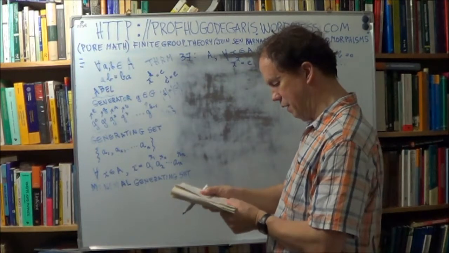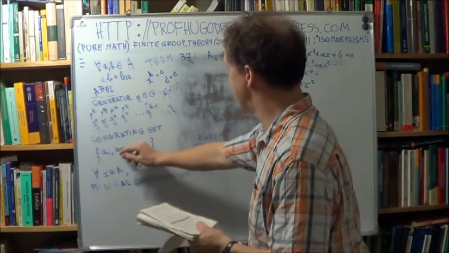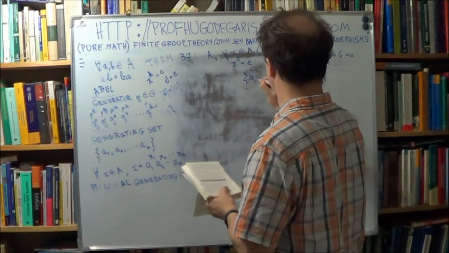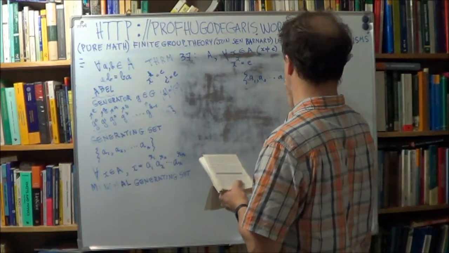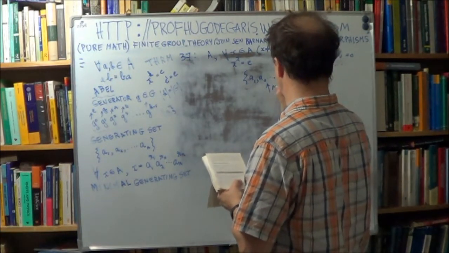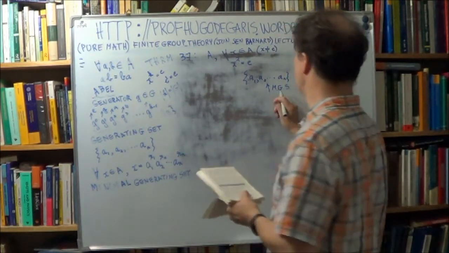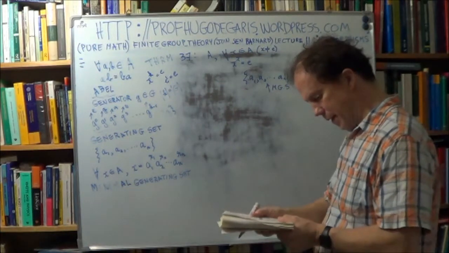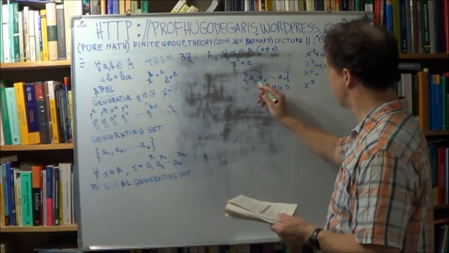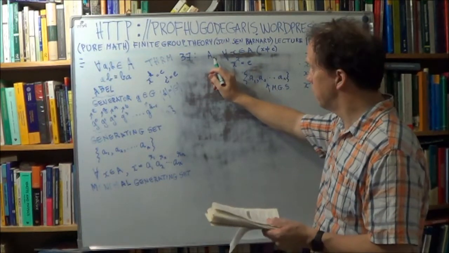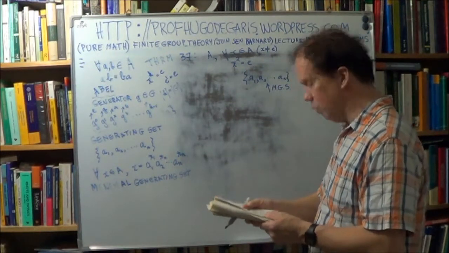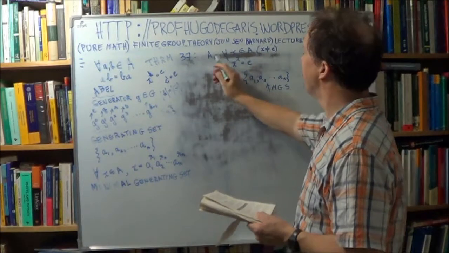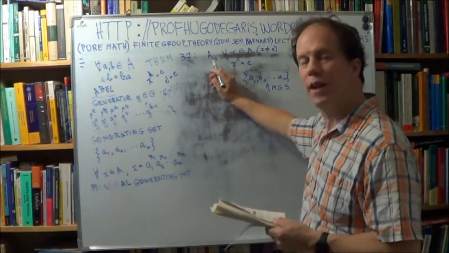And let this be the minimal generating set. A1, A2, ... AN. That is your minimal generating set. I'll shorten that to just MGS. You're given that for this abelian group. Well, actually part of the proof is to show that it's abelian. So for the moment, it's just a group.